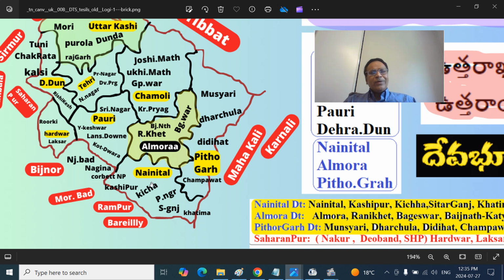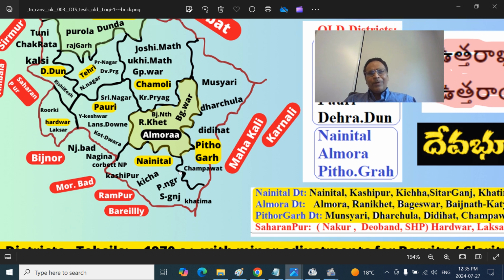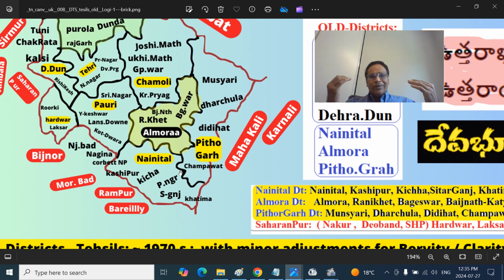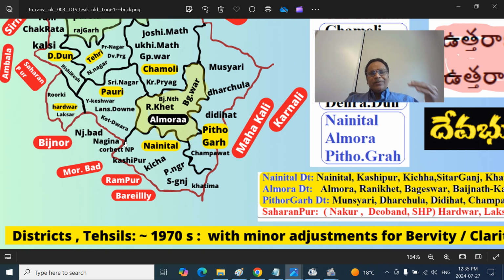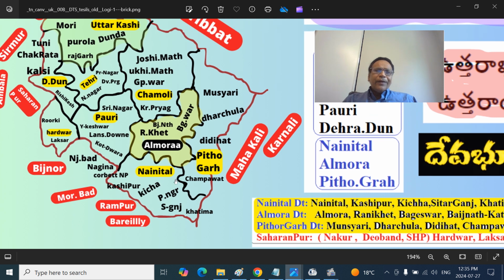So Nainital is the hill station, with Bhimtal and all those regions in the northern part. That's actually in the middle Himalayan regions. And the southern part is mostly Bhabar and Tarai, that is Kashipur, Kichha, Khatima, Pantnagar, and Sitarganj, and Khatima here. And then further north is the Almora district.